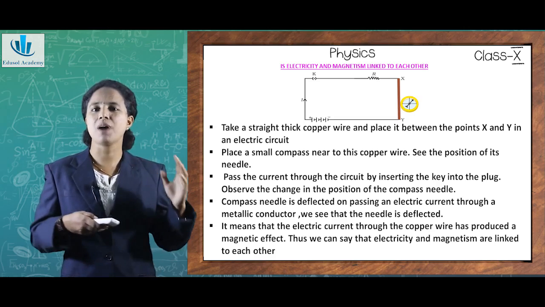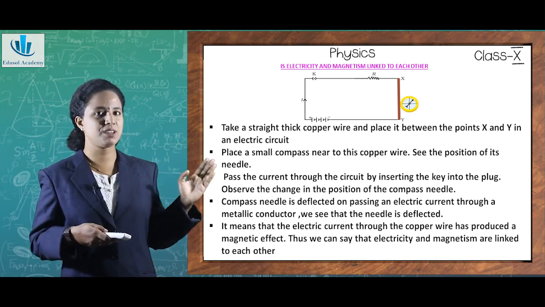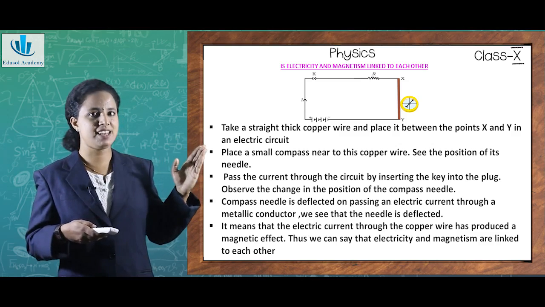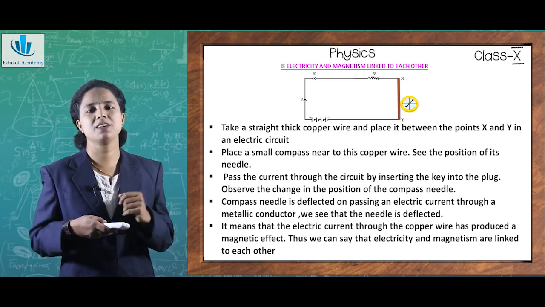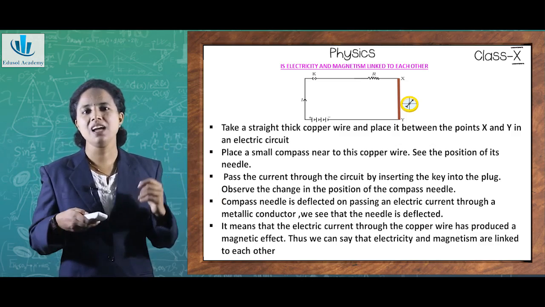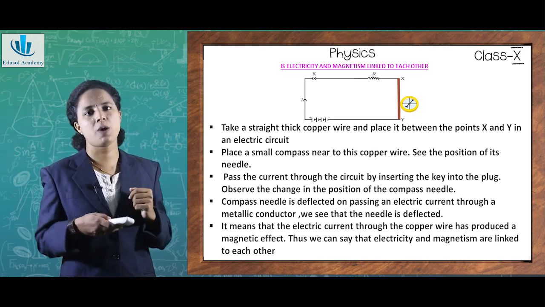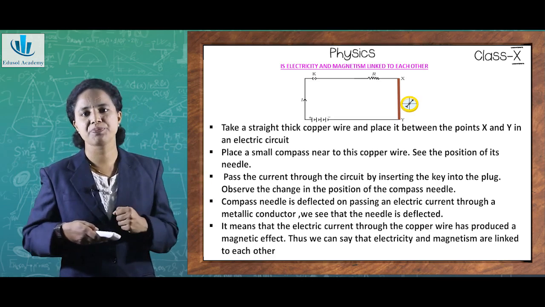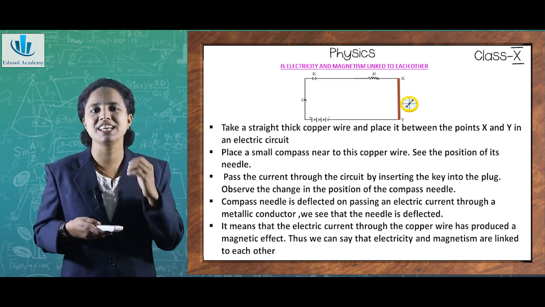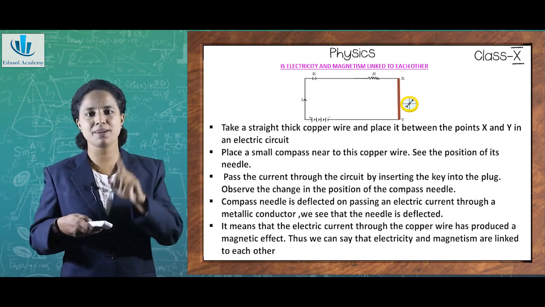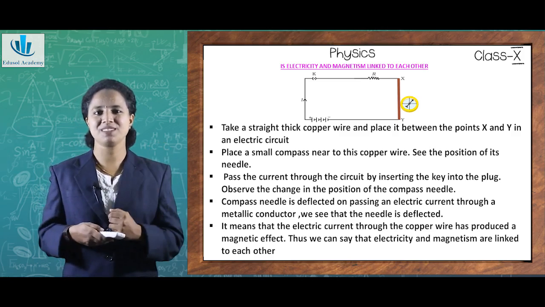Now, we are going to pass the current through the circuit by inserting the key into the plug. As you can see in the figure, there is a key, there is a resistance, there is an XY point between which we are placing the copper wire, and also a voltage source. We are placing the compass near the copper wire in between X and Y, and we are going to switch the circuit on, by inserting the key into the plug. Now the circuit is complete, isn't it? Then what will happen? Of course, you will expect a current to flow.